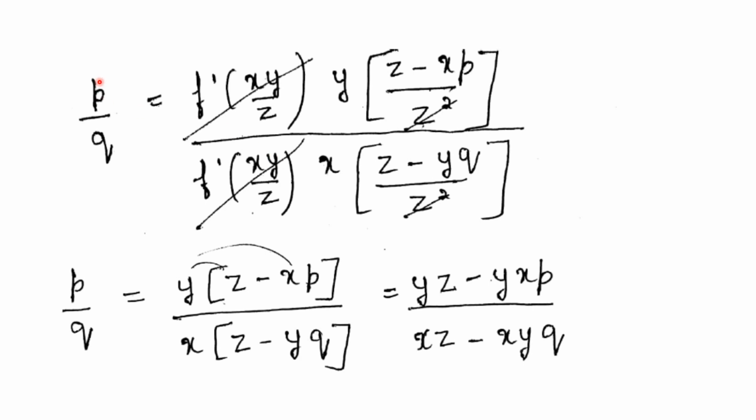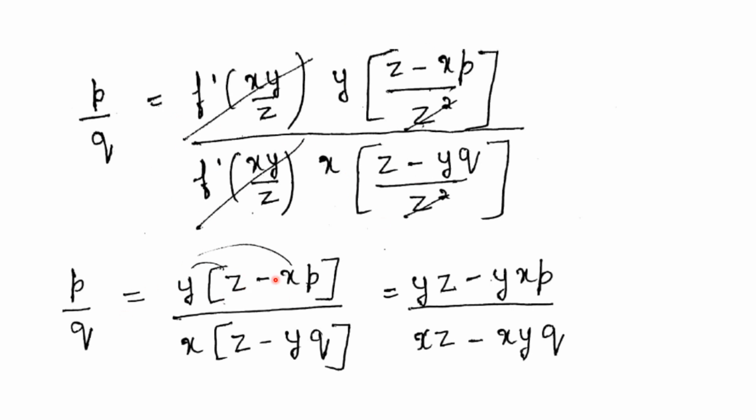Now we have to divide equation 1 by 2. So what is equation 1? p is equal to f dash of xy by z into y of z minus xp by z square. And equation 2 is q is equal to f dash of xy by z x into z minus yq by z square. It is similar to the previous set of problems. Cancel f dash in the numerator as well as in the denominator. Also z square will get cancelled in the numerator as well as in the denominator. With the remaining terms you have to cross multiply.